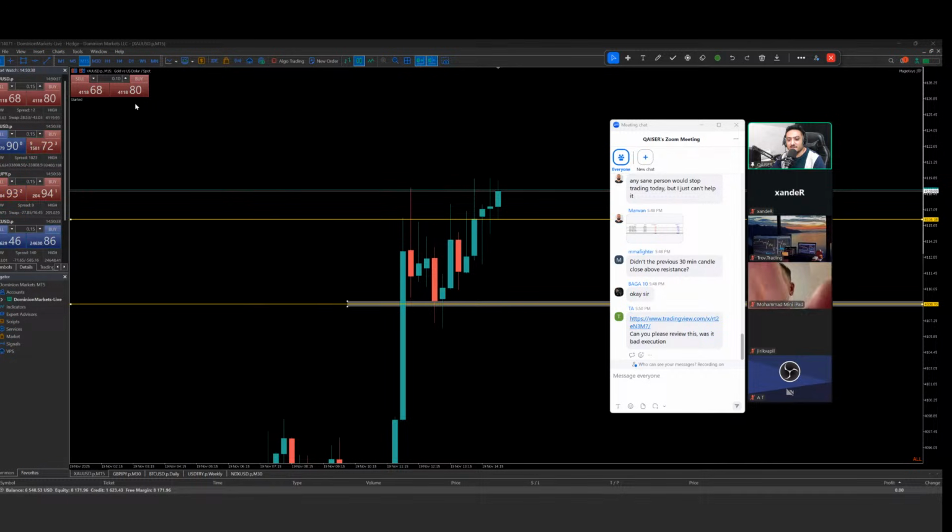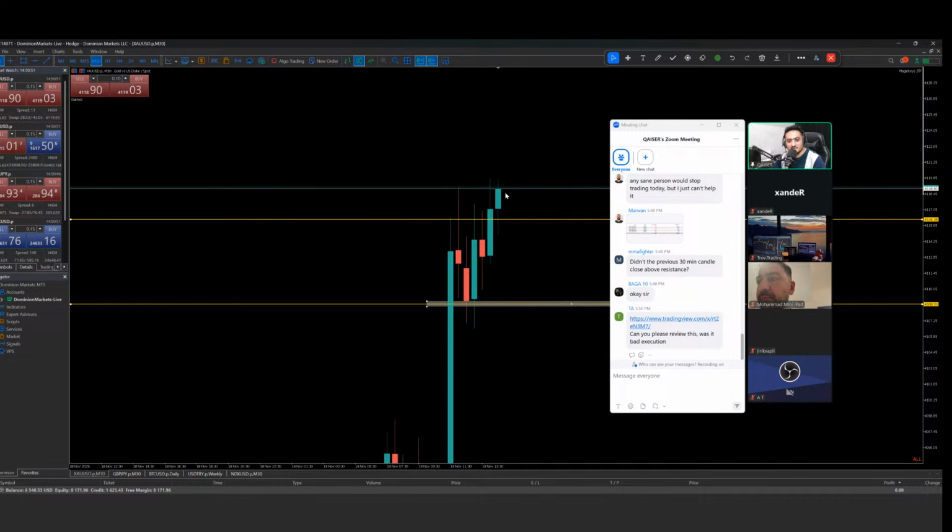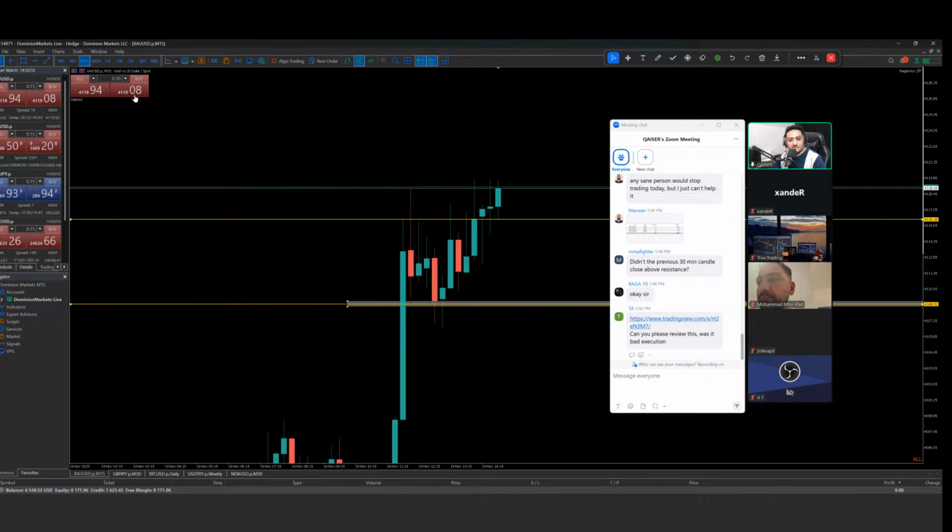Did the previous 30-minute candle close above the resistance? Yeah, but the current candle is continuously fighting with the high of the previous candle. If you are looking at this one, it's a 15-minute rejection, but on the 30-minute time frame, look at this one. It still did not break above the previous candle high. So 10 minutes before the opening of the NY session, this is something I always worry about before the opening of the session.